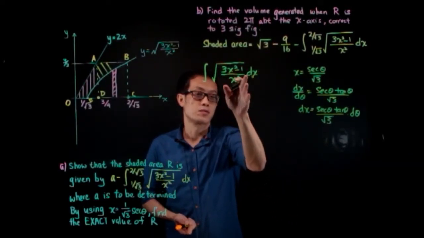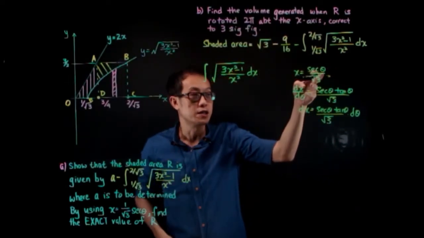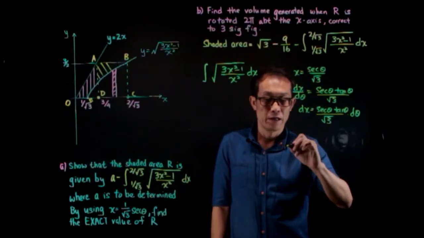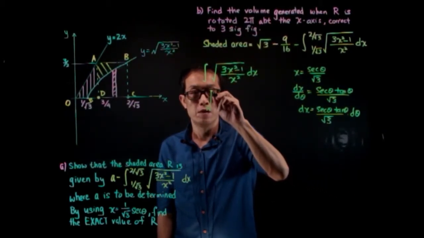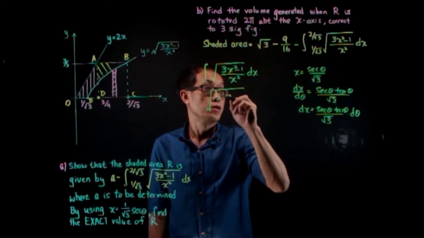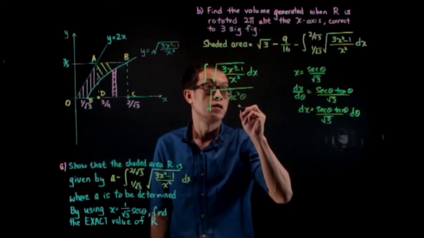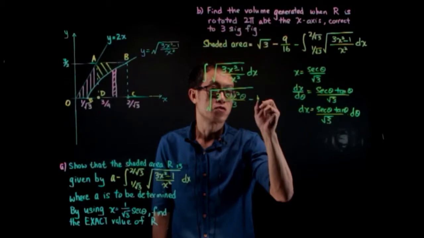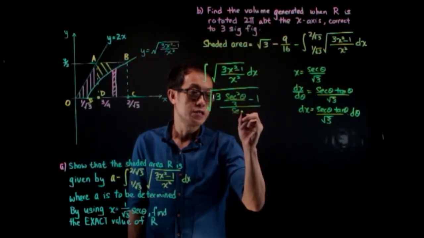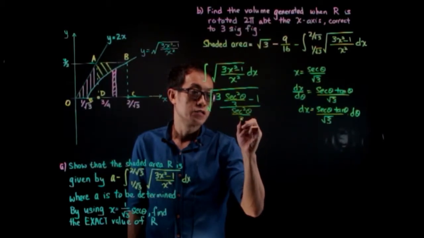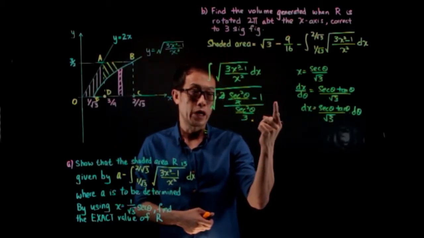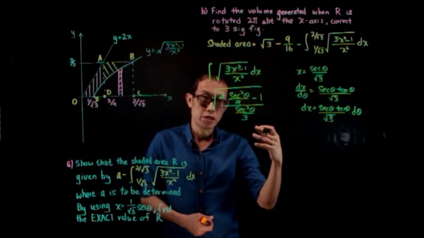Next, we substitute x equals secant theta over root 3 into this expression and see what we get. So you have 3, and now you substitute in, you will have secant square theta over 3 minus 1, over, you square this, you have secant square theta over 3. Now the numerator can be reduced to secant squared theta minus 1, and secant squared theta minus 1 is tangent squared theta.